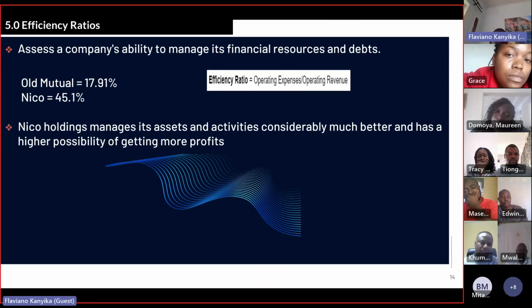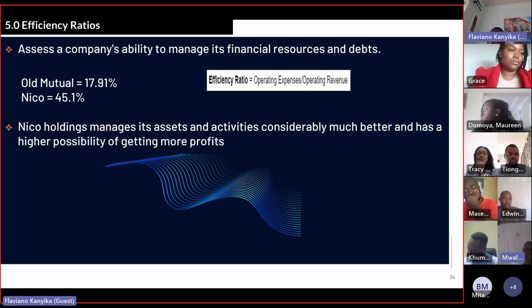Efficiency ratios assess the ability for a firm to manage its financial resources and debts. It's calculated by dividing operating expenses over operating revenue.